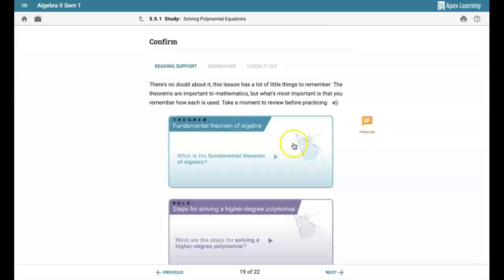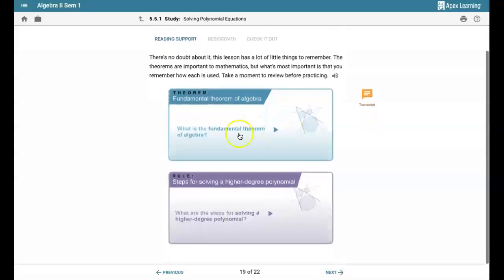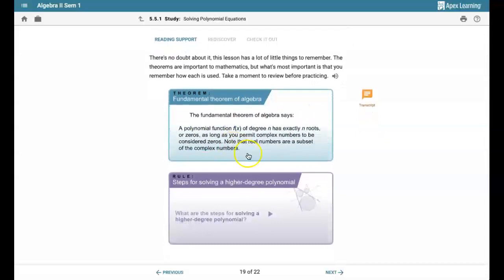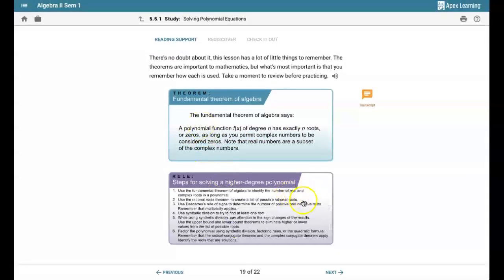So then here, moving forward, just to confirm, the fundamental theorem of algebra says that we can only have up to n number of roots, right? So if it's x cubed, you can have up to 3 roots. All right, what are the steps for solving a higher degree polynomial? All right, we walked through those quite a lot, but use our fundamental theorem to identify the number of roots, use the rational roots theorem to create your list, use Descartes' rule to lower down that list, then we plug in synthetic division to try to find our bounds or our roots, right?